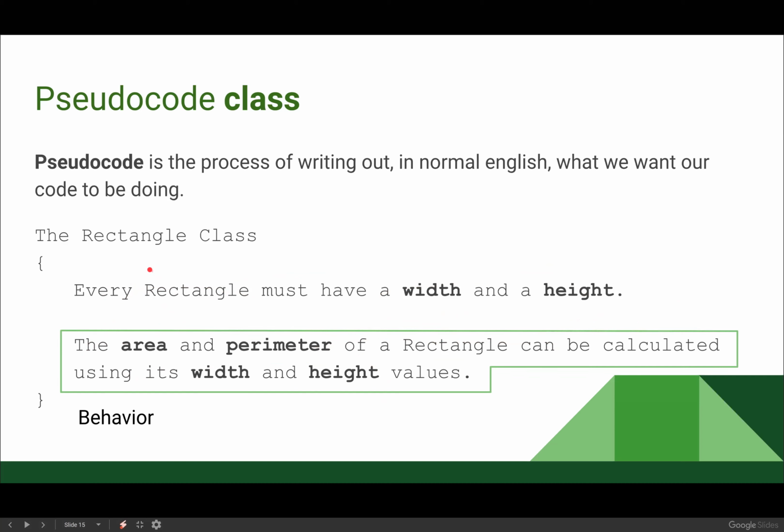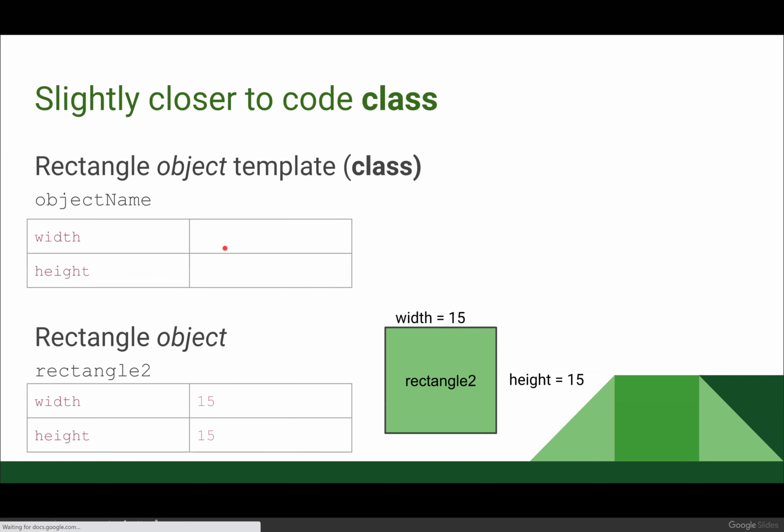All right. So essentially what we're doing with classes is we are creating our own new data types. So when this becomes closer to real code, I will have created a rectangle data type, which I can make variables of. So my rectangle object template, this is my class. It's got a name, and it's got a width and height. And then my actual rectangle object, when I'm referring to a real actual rectangle, I have its actual name, and I've filled in its width and height.